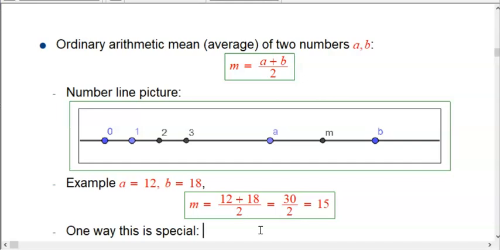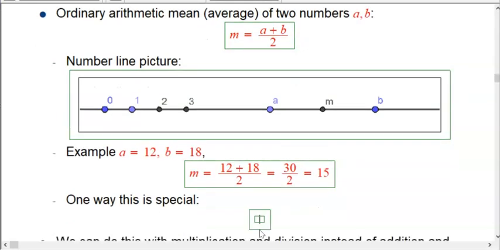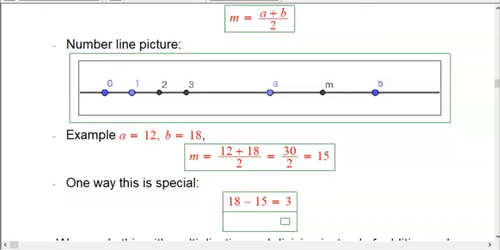But let me say one way that's special, that it's right in the middle. If I take the top one, 18 minus 15, that's going to be 3. So if this is 12, 15, 18, then this distance is 3. And that's also the distance between 15 and 12. That's actually exactly characterized as being in the middle, right? Being the midpoint on the number line means you are the same distance away from the right endpoint, that's b, as from the left endpoint, that's a.